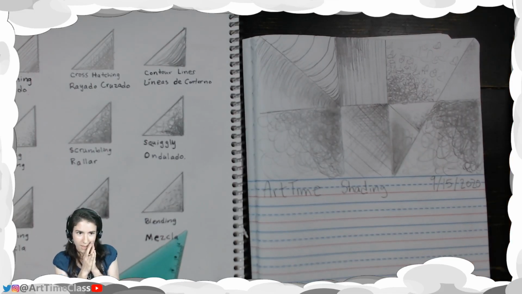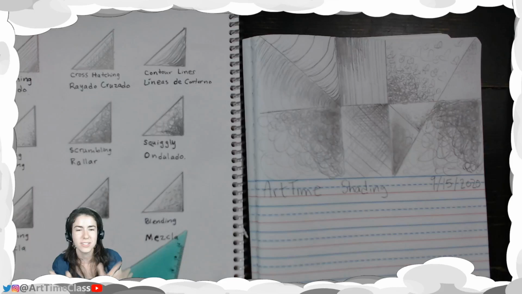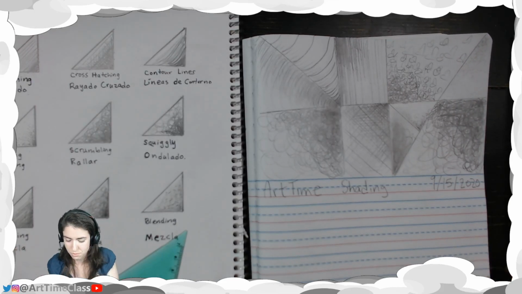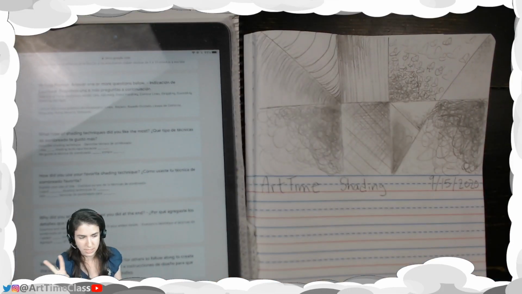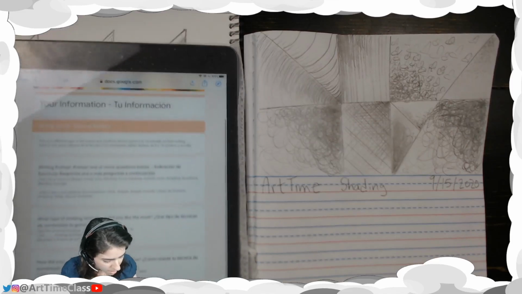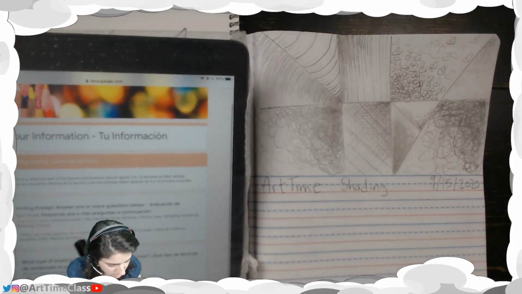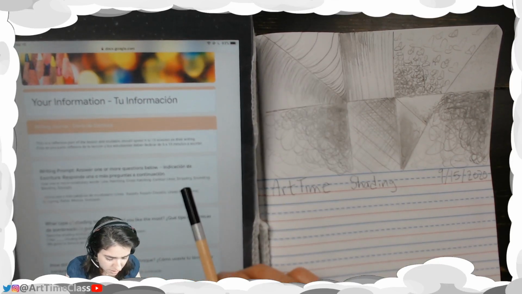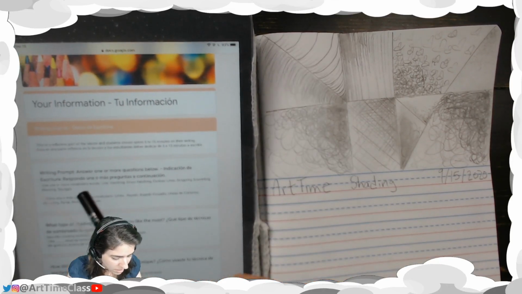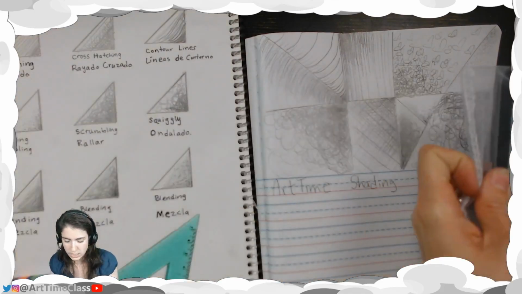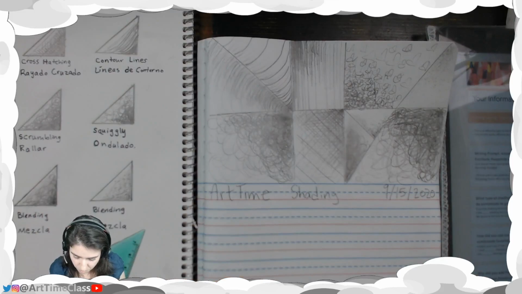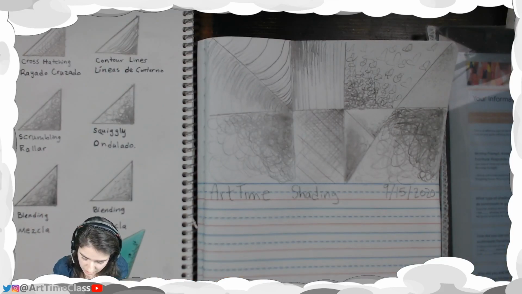Oh, I love it! Hearts, hearts, hearts. It just looks like a field of butterflies popping up. All right, now to do the writing. So I said in my form I was a second grader. Second graders write 2 sentences, at least with 1 vocabulary word. And the different vocabulary words this week are line, hatching, cross-hatching, contour lines, stippling, scumbling, blending, and squiggling. My question I'm going to answer: what type of shading techniques did you like the most?